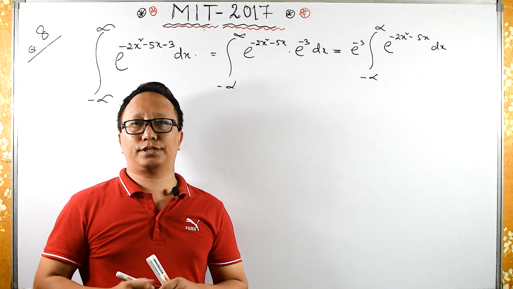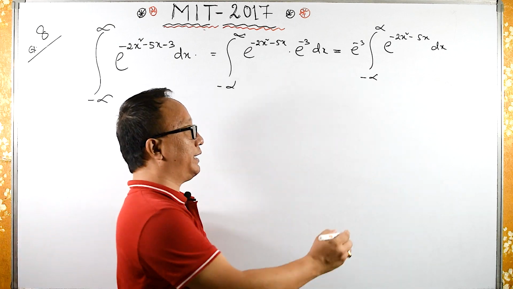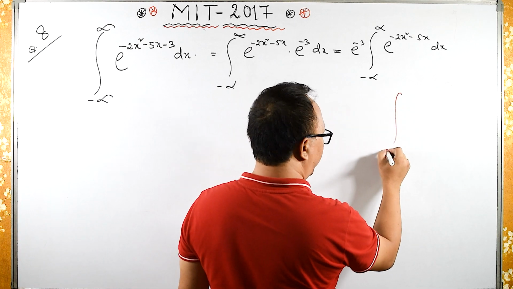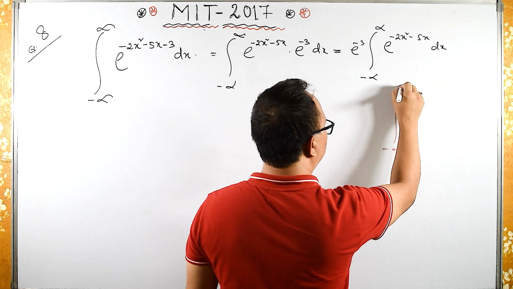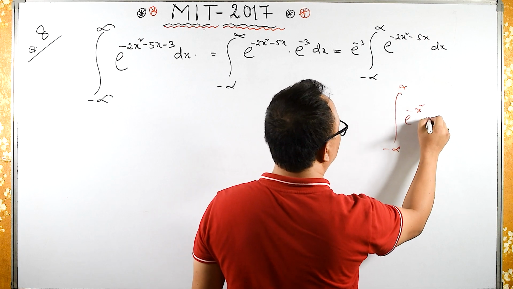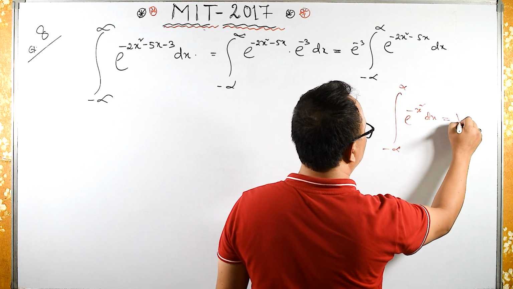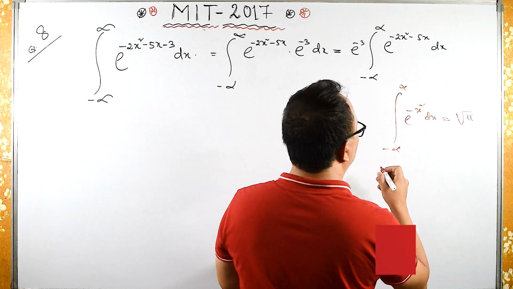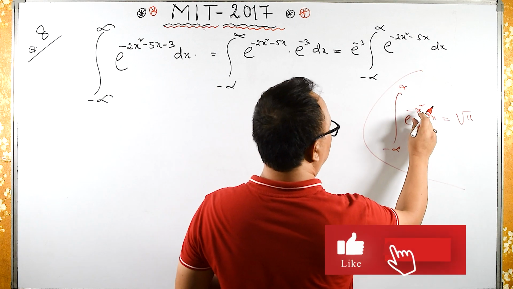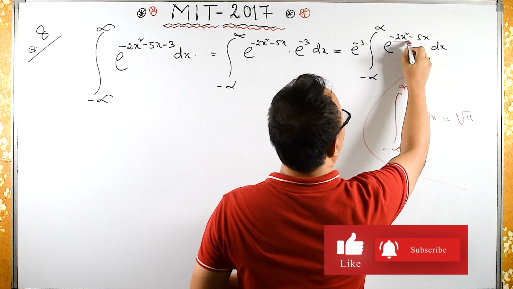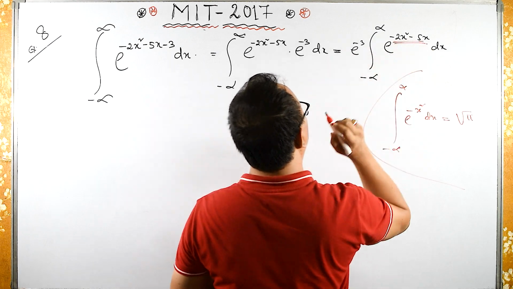Now I am going to use the Gaussian integral. What is the Gaussian integral? If we have the integral with limits minus infinity to infinity of e raised to minus x square dx, it is the same as square root of pi. This I am going to use. Since I have minus x square over here, I will try to complete the perfect square.